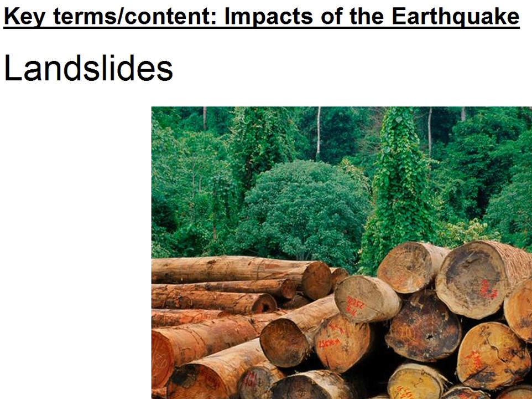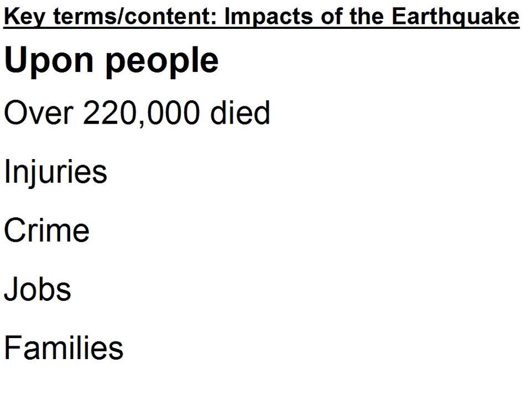Some of the impacts upon people. It's not clear exactly how many people died in the Haiti earthquake, but it's estimated that over 220,000 people died. Of course, in that there are injuries, there was an increase in crime, a lot of prisoners escaped from prison, and people lost their jobs and families also. So many children were left orphaned.